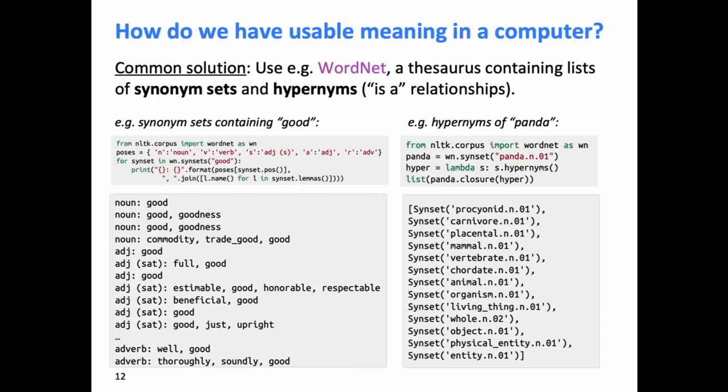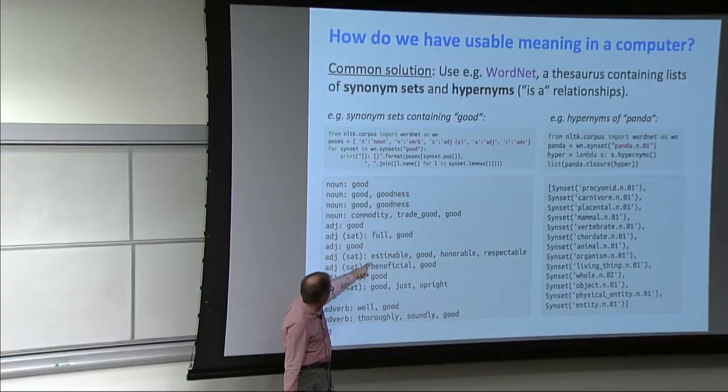So this uses a thing called NLTK. NLTK is like the Swiss Army knife of NLP, meaning that it's not terribly good for anything, but it has a lot of basic tools. And so if you want to just get some stuff out of WordNet and show it, it's the perfect thing to use. Okay, so from NLTK I'm importing WordNet, and so then I can say, okay, for the word good, tell me about the synonym sets that good participates in. And there's good, goodness as a noun, there's an adjective good, there's one estimable, good, honorable, respectable.